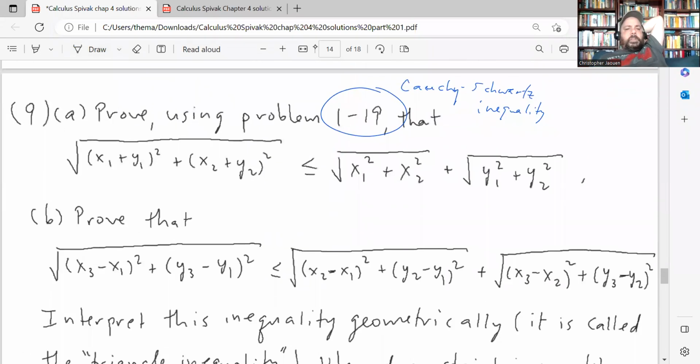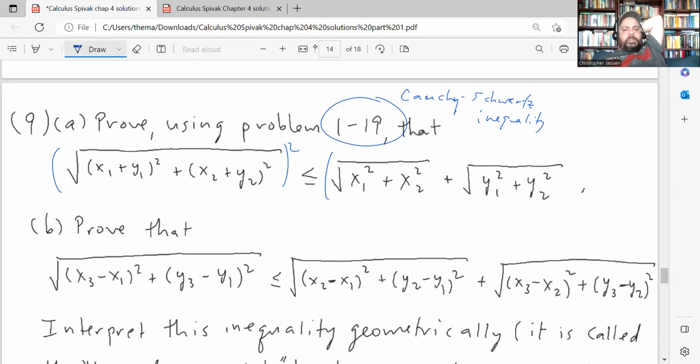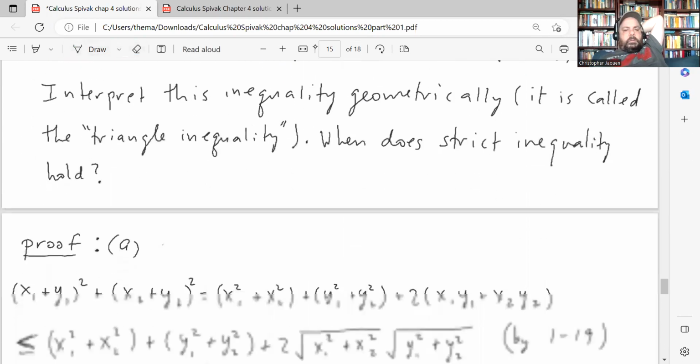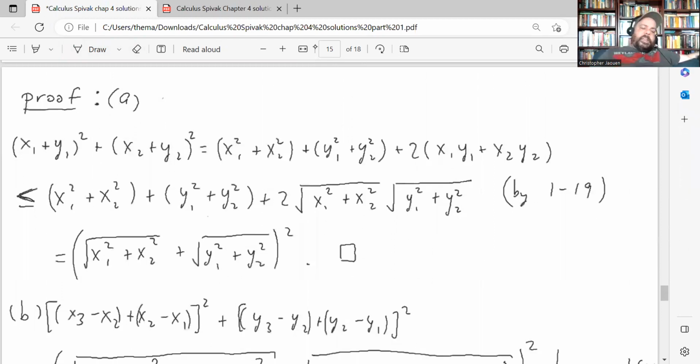What I did, just because working with square roots is not convenient, instead of working with the left-hand side with the square root, I started by looking at the square of the left-hand side. Again, just to make the calculation a little bit easier. All right, so the square of the left-hand side is equal to x1 plus y1 squared plus x2 plus y2 squared. Multiply that out and rearrange things in this form here, which you can do.